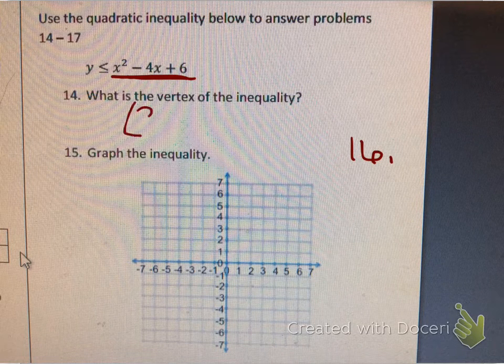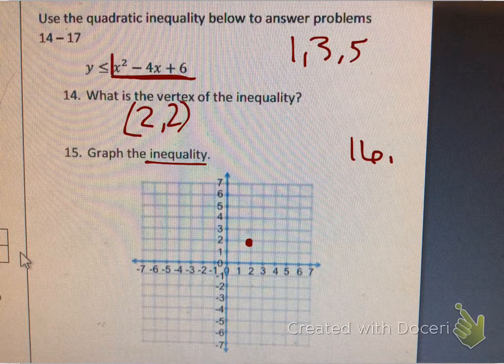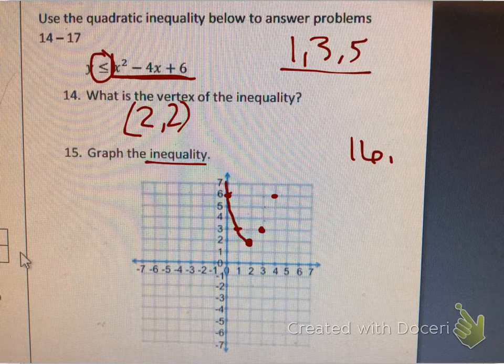So the vertex of this inequality is 2, 2. So 2, 2 is right there. So I'm going to graph this. Then I use my quadratic slope 1, 3, 5. There's a 1 in front of that, so that's going to stay the same. So that tells me I'm going to go up 1 over 1, up 3, 1, 2, 3 over 1, and I don't have any room to put in the 5, so that's all I got. It's a solid line, and it's shaded below. So below, well, this one's below, this one's not below, so I would shade.